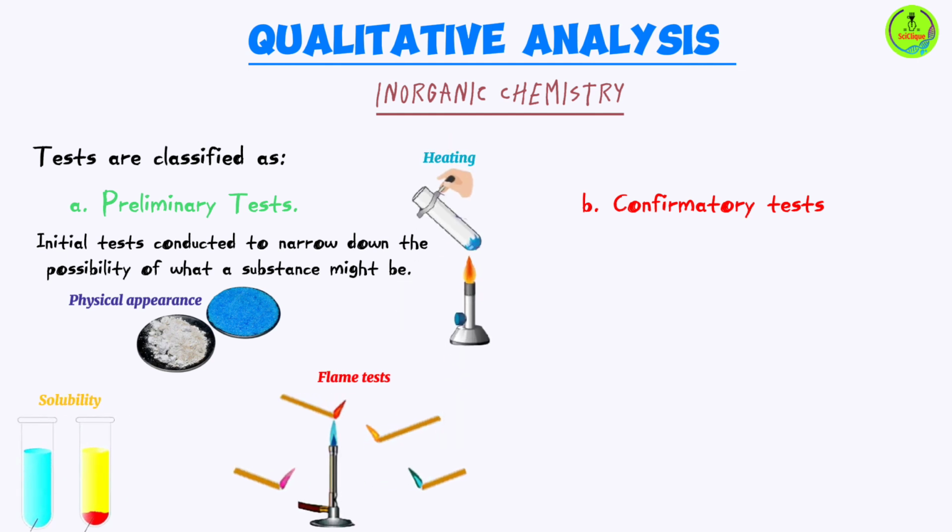Now, after the preliminary tests are done, you move on to the confirmatory tests. The majority of the tests that we carry out are these. So these conclusively identify and confirm the presence of specific ions.